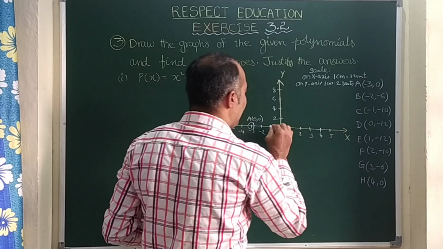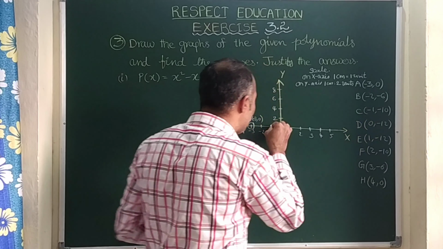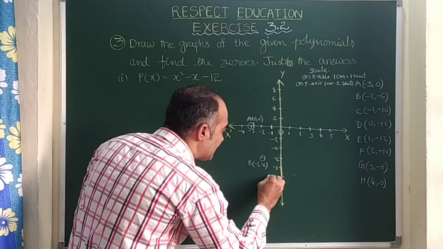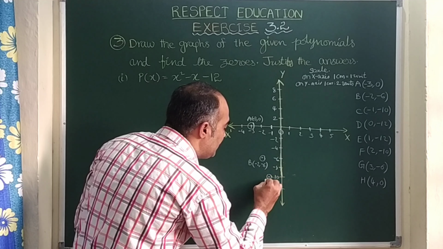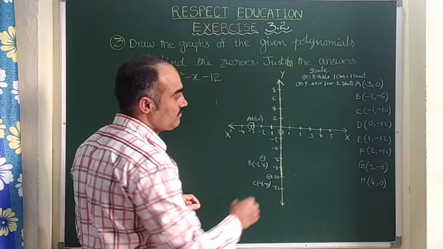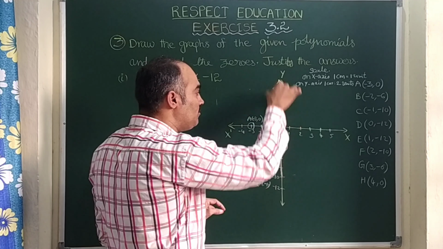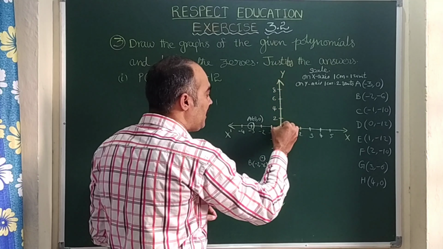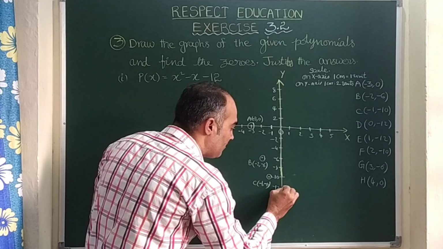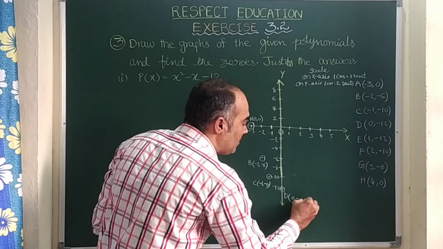Now here C, minus 1. My bike is at minus 1. It is minus 10, which means I should go down. See here, minus 1, minus 10, this point. So I am taking this as C, minus 1 comma minus 10. Next point is 0. My bike is there itself. On that line, I should go to minus 12. See here, this is minus 12. This is my point D, 0 comma minus 12.